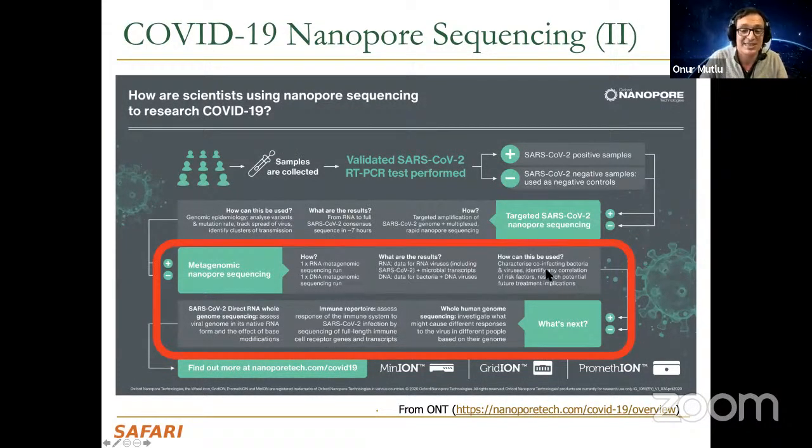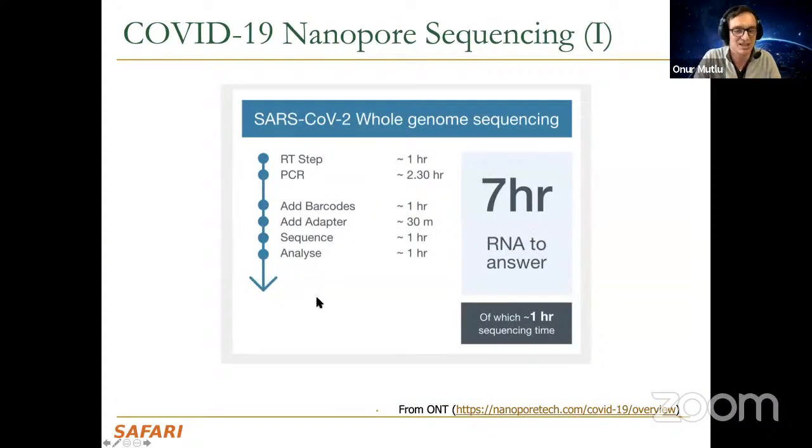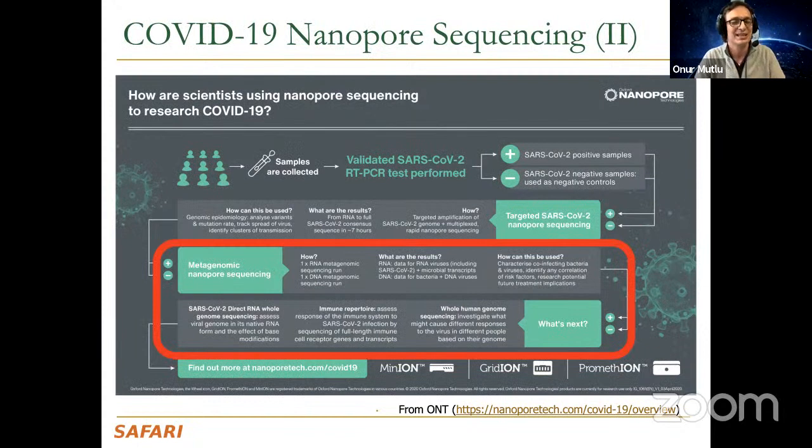Basically, you characterize co-infecting bacteria and viruses, identify correlation and risk factors of different patients, and research potential future treatment implications. You can also investigate what might cause different responses based on different genomes. And you can also track potential mutations, et cetera. To be able to do all of that, it's not 7 hours. It'll take you much, much longer than that, 7 days, even more, right?